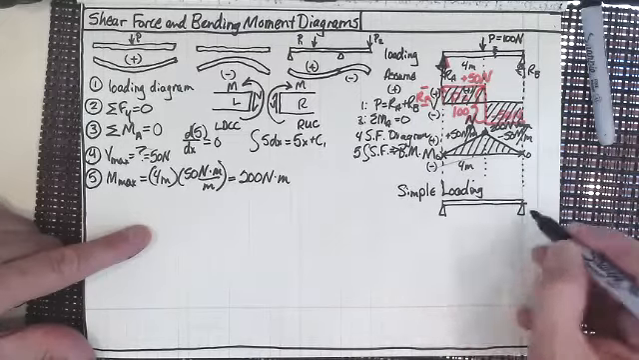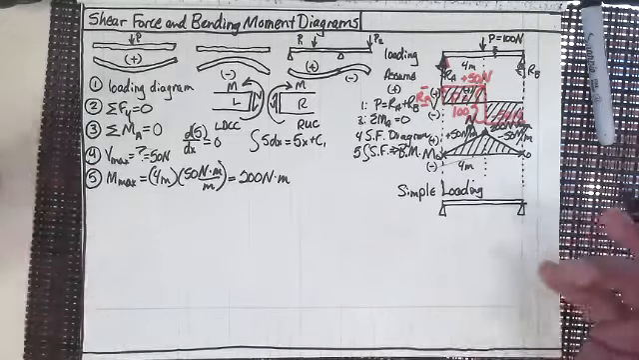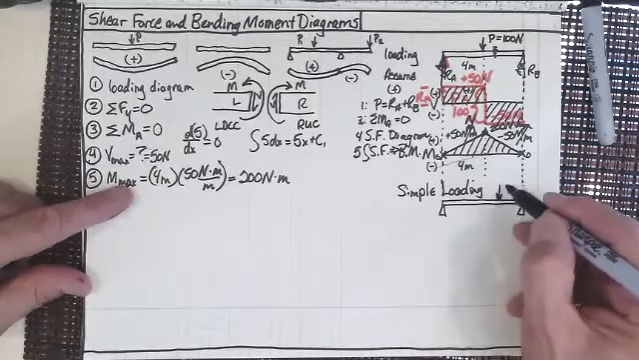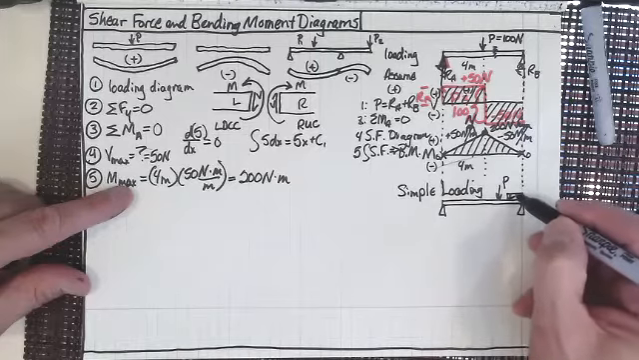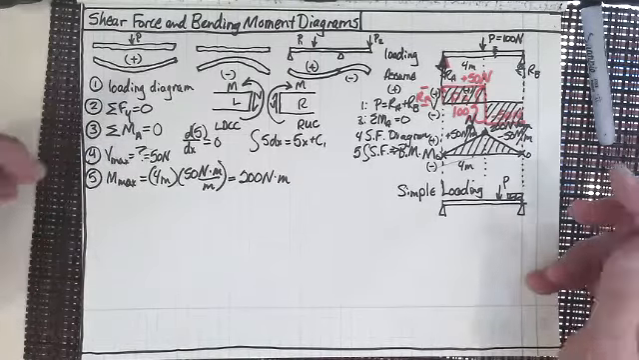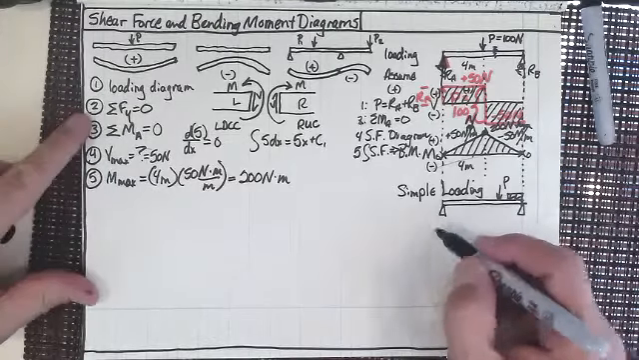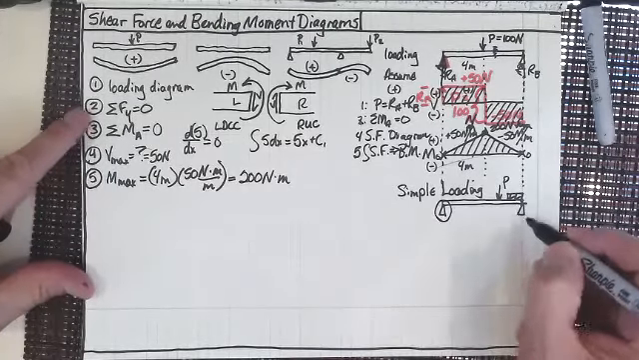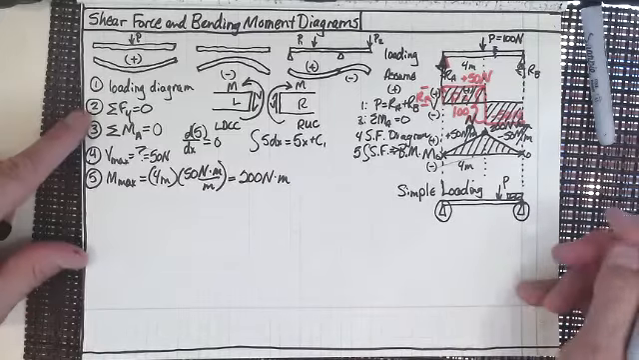We've got supports at both ends, and then we're going to have forces. We might have distributed loads, something like uniformly distributed loads, maybe other loads, but that's just a simple loading. And the reason we call it a simple loading is because it is supported at both ends.